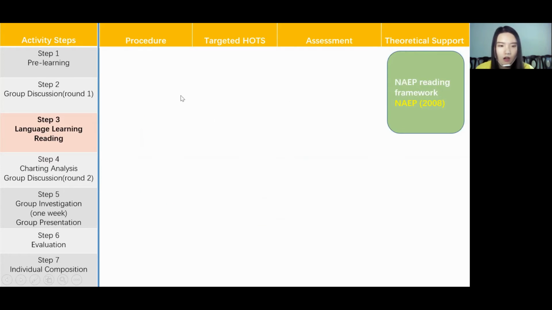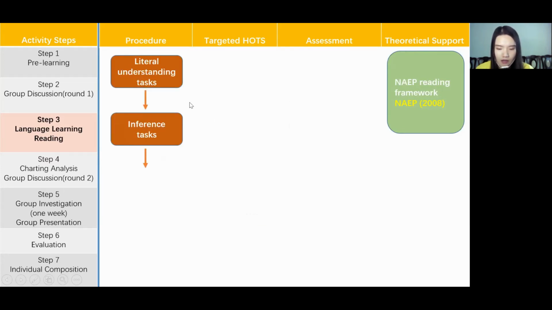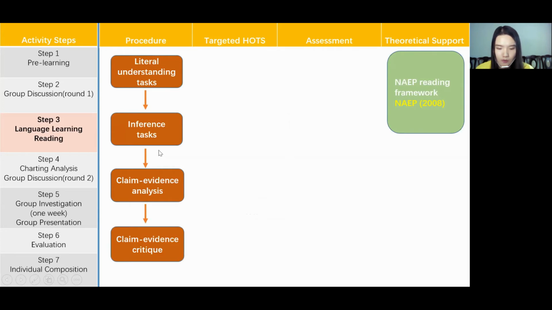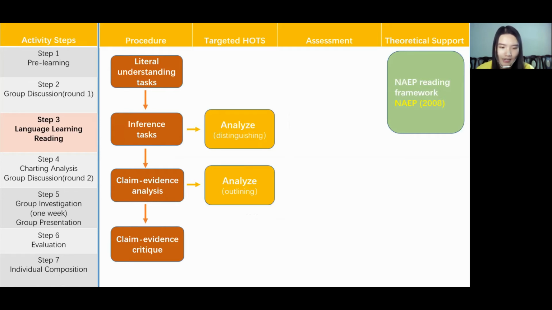So on the basis of literal understanding, we design inference tasks where students comprehend information implied by the text using their ability to distinguish. There is also claim evidence analysis, where students identify the author's claim, determine the explicit or implicit reasoning, and integrate the claim and evidence together into a coherent argument.